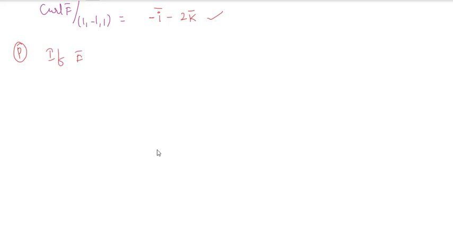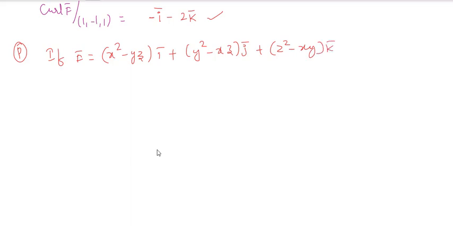If f bar is equivalent to (x square minus yz) i bar plus (y square minus xz) j bar plus (z square minus xy) k bar. Similarly, find the divergence and curl at the point (1, 1, 1). This is the question, so try to do that.